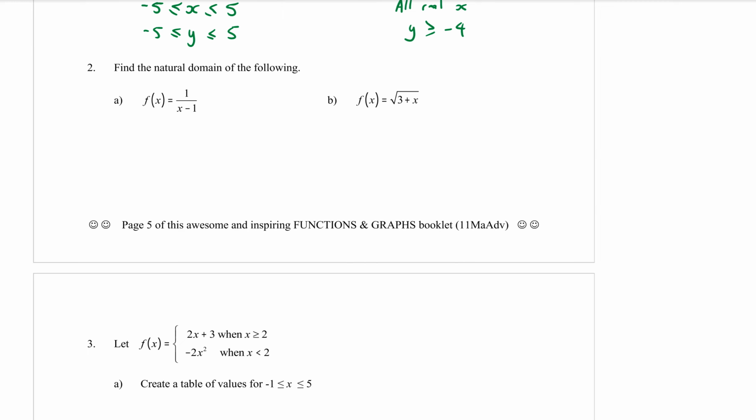Question 2 says find the natural domain, which means we're not putting any restrictions on it, just this graph in its natural habitat. What would the domain be? Okay, now, like we kind of were hinting at in the other ones, is there any values that it can't be, is what you're looking for? Is there something that it can't be?